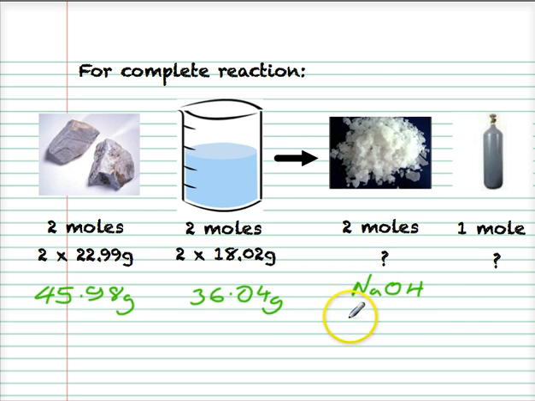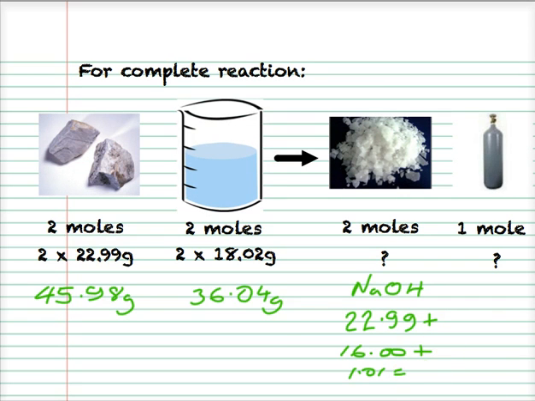Now, sodium, the average atomic mass, 22.99, plus oxygen, 16.00, plus hydrogen, 1.01. Add those together, we get exactly 40 grams.